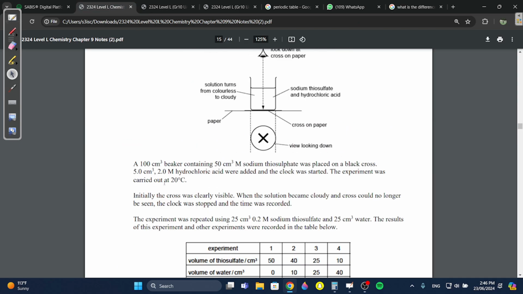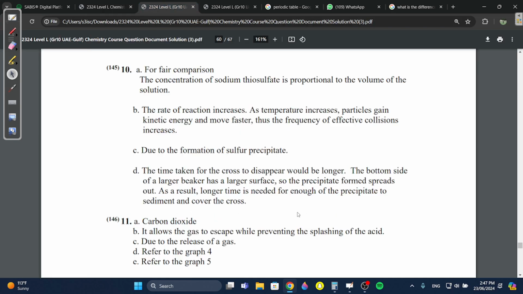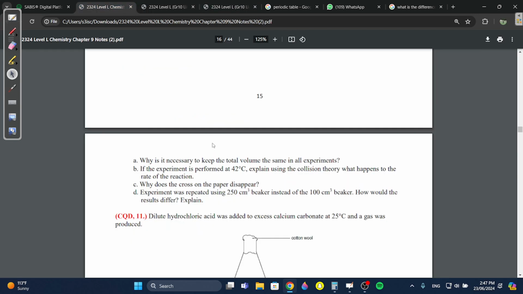If the experiment is performed at 42, explain what happens to the rate of reaction. Here it's at 20. The temperature will increase, so there will be more kinetic energy. Therefore, the particles move faster, and a larger amount of particles have the activation energy. So there will be more frequent effective collisions, so the rate of reaction increases.